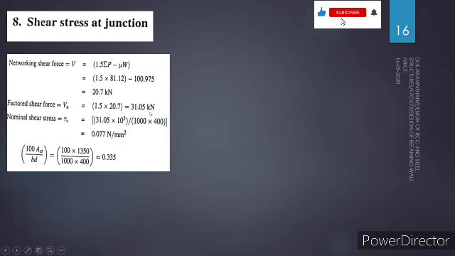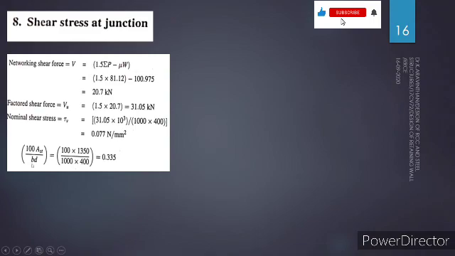How to check for shear? You already know that we have to find the nominal shear stress, that is Vu by Bd. Vu here is 31.05 into 10 power 3 in terms of Newton, divided by B, which is 1000, and D, which is 400. If you multiply that, the nominal shear stress acting here is 0.077 Newton per mm square. We should check for the concrete shear stress carrying capacity.